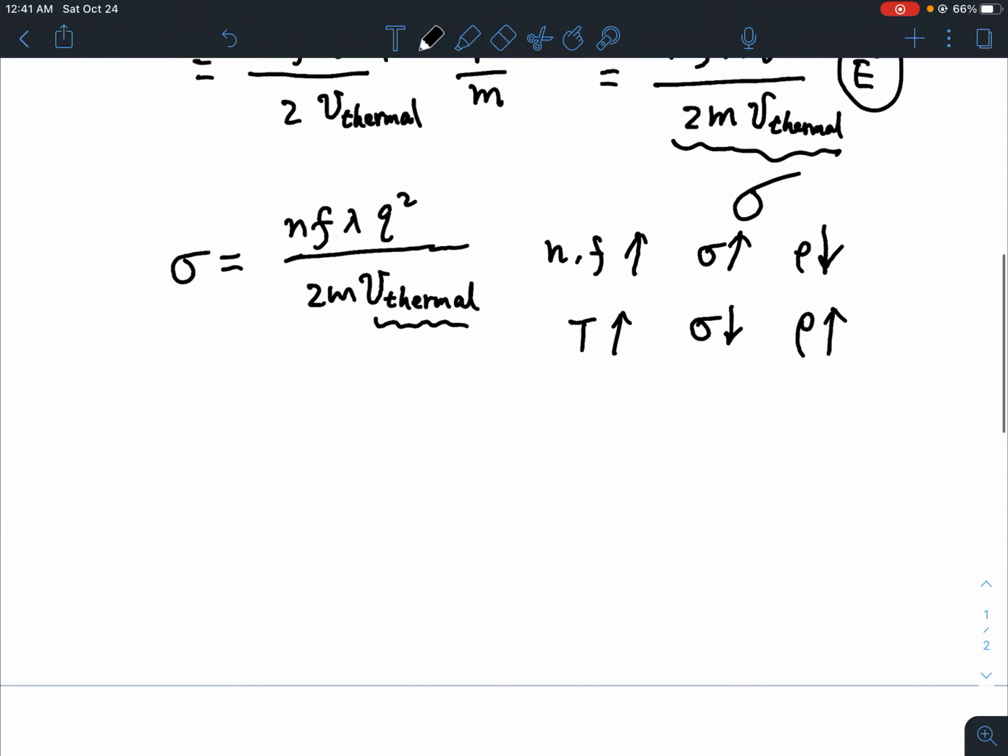Even though this is a very simple model, it is actually pretty good, and it agrees with experimental measurements. You can choose different materials with different N and F and look at the dependence of the resistivity on N and F, and people also observed that as the temperature increases, the resistivity also increases.